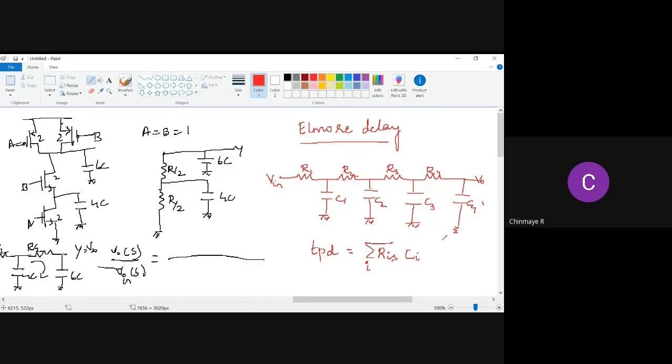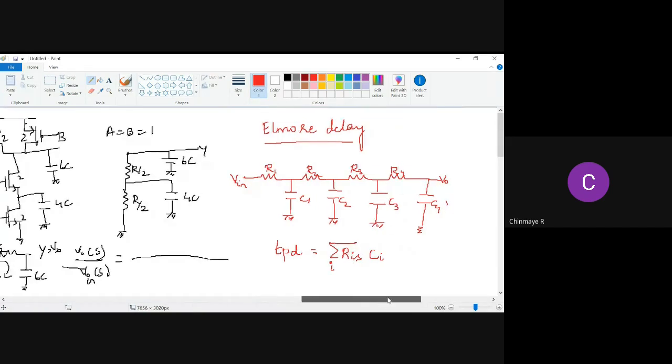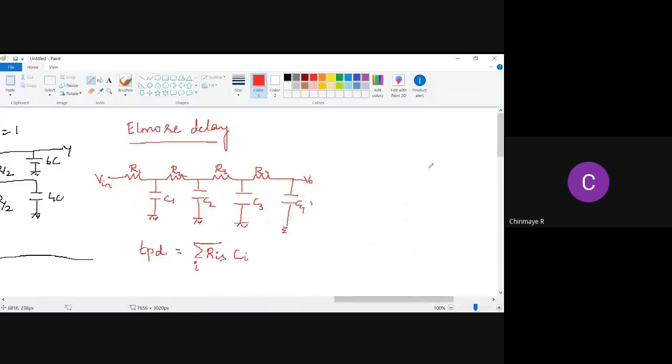We'll calculate the delay of this so that whatever I've written here becomes more clear. What it means, I'll tell you. When I say RIS, it means the resistance that is shared from the input to the output path. And Ci is all the leaf capacitors. So I'll explain what I mean by RIS.